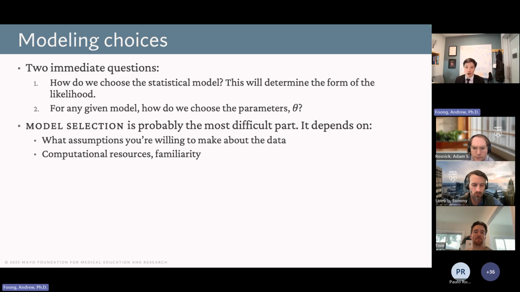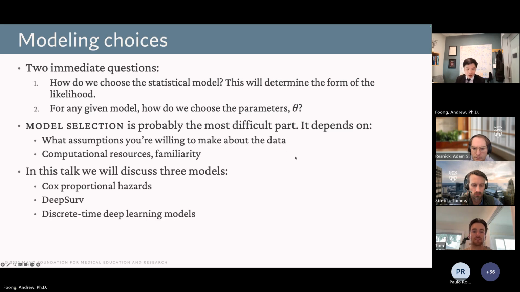It's going to depend on what assumptions you're willing to make about the data, what assumptions are plausible. It's also going to depend on your computational resources, and to a large extent also on your familiarity as a researcher, what kind of models you're comfortable with using versus what kind of models you don't really want to use. So this is really where a lot of the thinking has to happen.